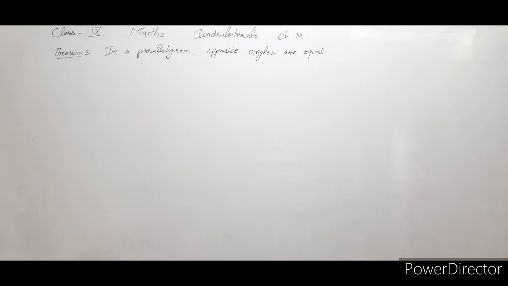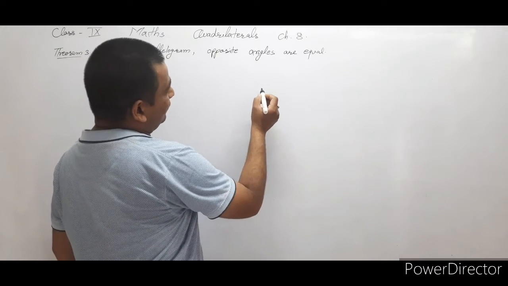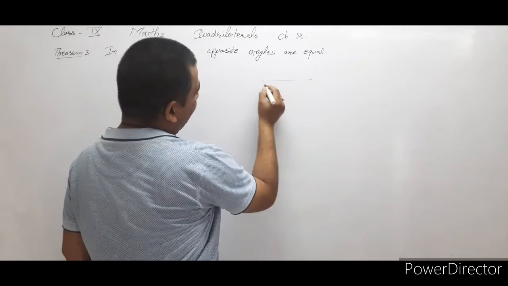Next, theorem number 3. It's given that in a parallelogram opposite angles are equal. We have to prove that opposite angles of a parallelogram are equal. We studied in the properties of parallelogram that opposite angles are always equal, opposite sides are equal and parallel, and diagonals bisect each other. We will prove them in the form of theorems.